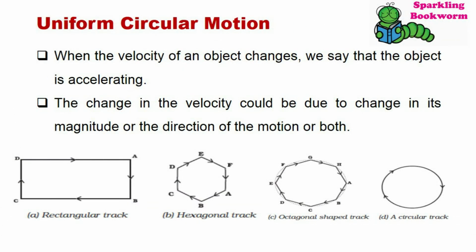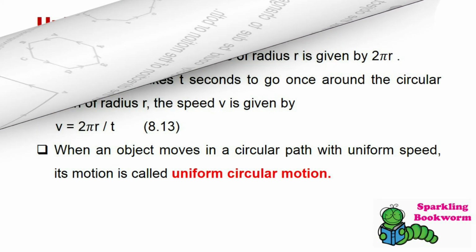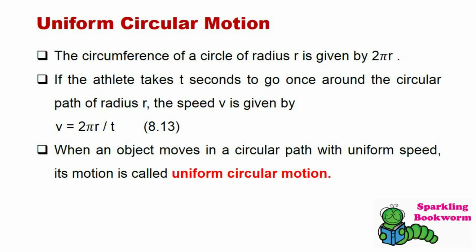Uniform circular motion. When the velocity of an object changes, we say that the object is accelerating. The change in the velocity could be due to change in its magnitude or the direction of the motion or both. The circumference of a circle of radius r is given by 2πr.